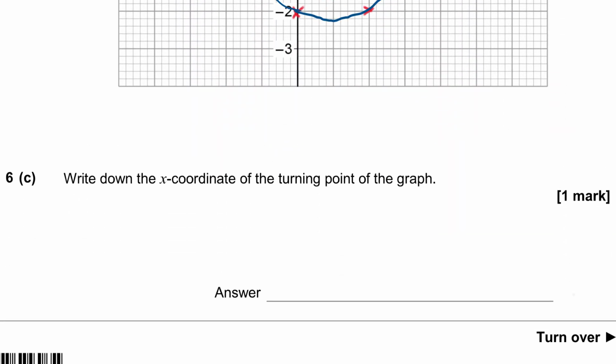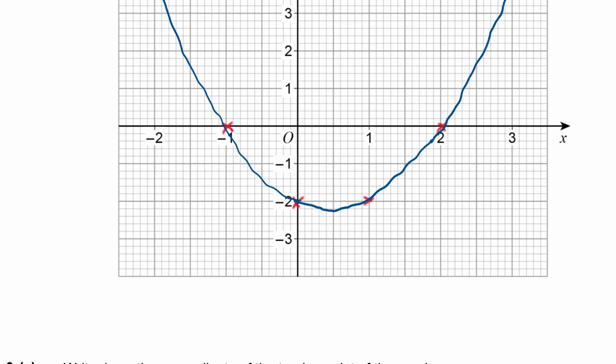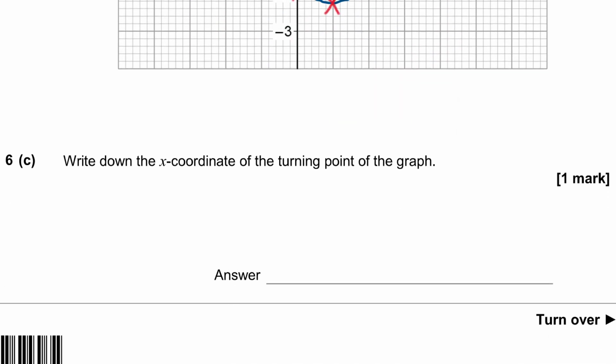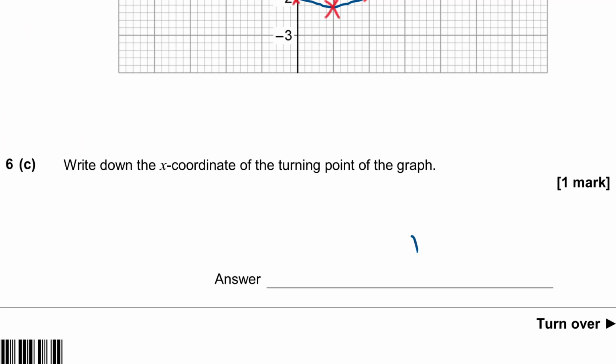Okay, 6C says write down the x-coordinate of the turning point of the graph. Now my turning point is this point here, isn't it? That's where the graph stops going down and starts going up again. Now we only want the x-coordinate, so just reading up to the line, I can see that that's going to be at a half. So the x-coordinate is a half. Interestingly, they don't want the y-coordinate here.